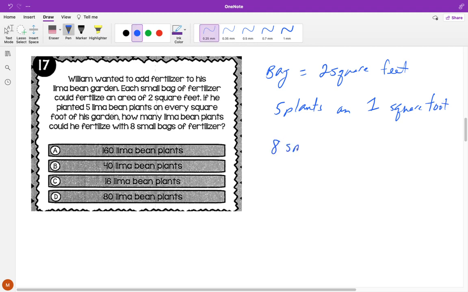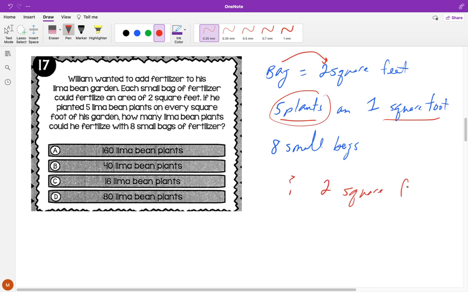So we have 8 small bags. All right, so for this, we're just going to say, okay, 5 plants on every 1 square foot. But the bags are in 2 square feet. So that means I need to figure out how many plants I can do for 2 square feet. Well, if I'm going from 1 square foot to 2 square feet, I can do that by multiplying by 2. So if I can do 5 plants for 1 square foot, I can multiply by 2 and say that for every 2 square feet, I can do 10 plants.